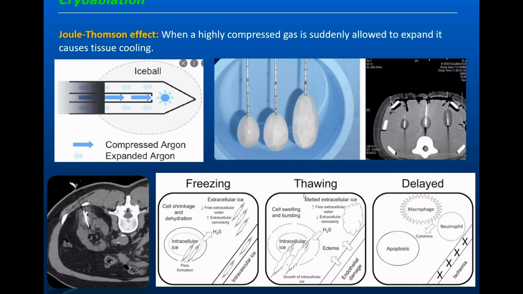Now, when you start thawing, because the cell has lost the ability to control the flow of water movement, lots of water will go in. These cells will start to swell and they rupture. And that's why we kill the tumor by apoptosis. That's why it's very important to realize that it's not only about freezing, but we do freezing and thawing as well.